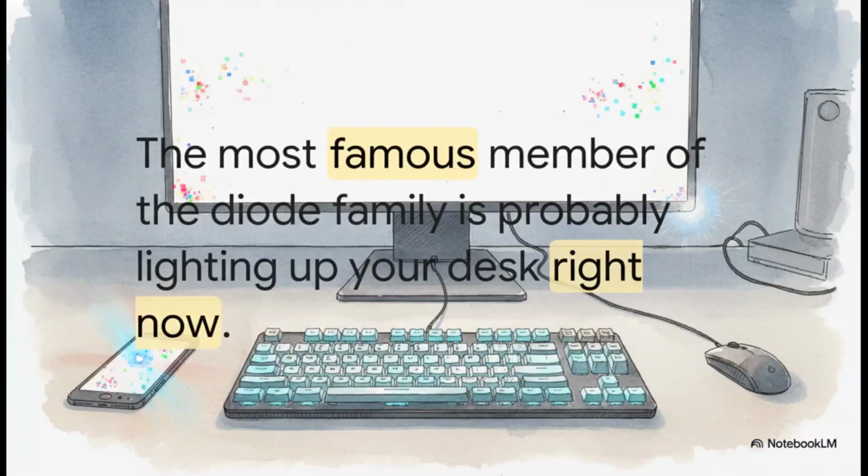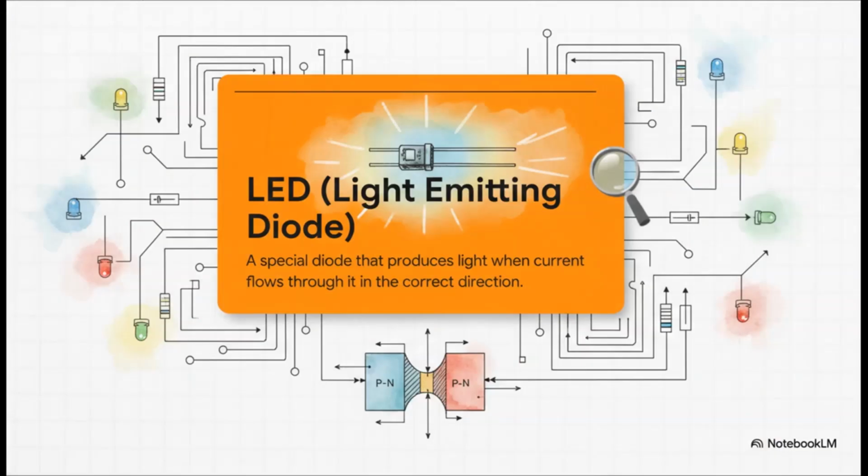Actually, I'd bet money you're looking at the most famous member of the diode family right this second. It's probably on your monitor, your keyboard, maybe your mouse. Yep, it's the LED, which stands for light-emitting diode. And at its heart, an LED is just a diode. It follows the exact same one-way traffic rule, but it's got this one awesome side effect. When current flows through it the right way, it lights up.